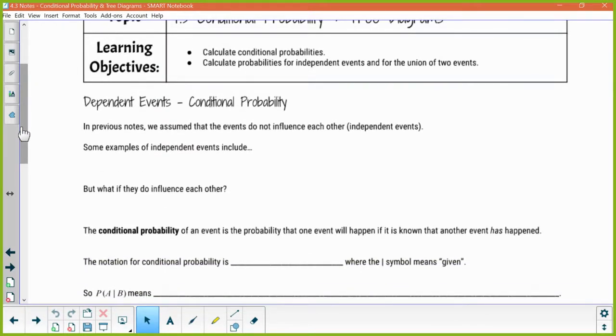So, we've talked about the general addition rule, we've talked about the general multiplication rule, we've talked about when we can find things that are disjoint, where they're mutually exclusive. Now we're going to go into conditional probabilities. In previous notes, we've assumed that the events do not influence each other, which are independent events. Some examples of these include coins. When we flip a coin, the flips do not influence each other. When we spin a spinner, when we roll a die, all of those things are independent events.